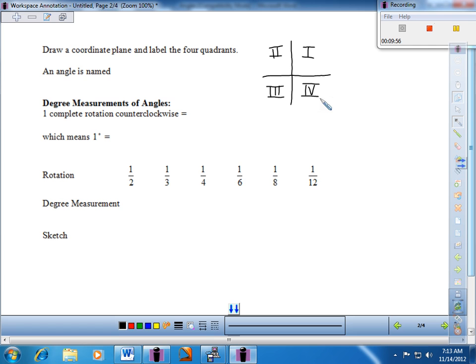Okay, and an angle is named, well, we're going to dot, dot, dot this basically, but let's fill it in. An angle is named after the quadrant that the terminal side resides in. There we go.